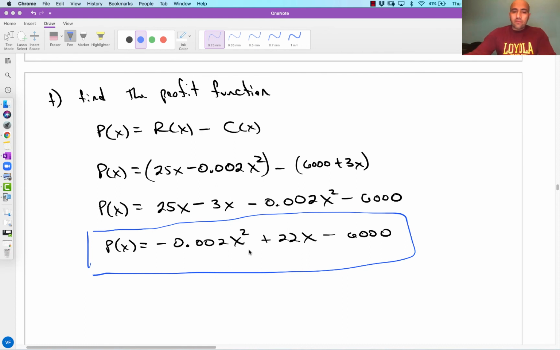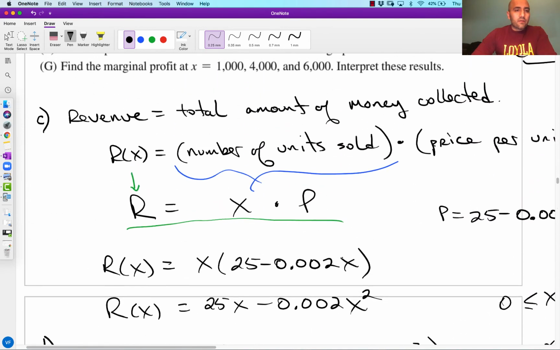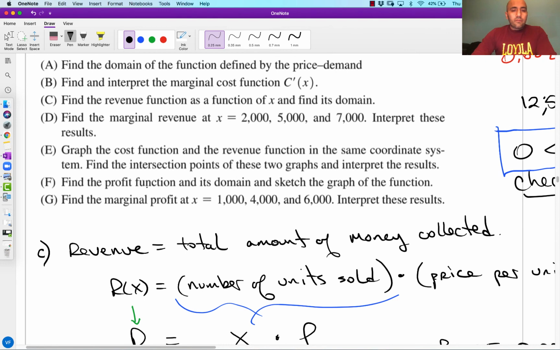Okay, so we found this, and we know that the profit will be positive on the set. So we can say that P of X is greater than 0 as long as X is greater than 280 but less than 10,720, right? Around there. Okay, did we answer the question? Let's see, what was part F? F said find the profit function and its domain, sketch the graph of the function.